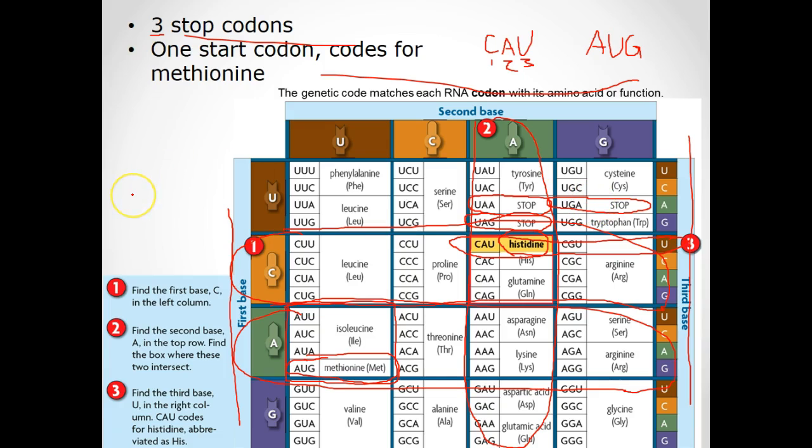That is translation. We will talk in our next lecture briefly about specific mutations that can happen and what the total ramifications of those mutations are.